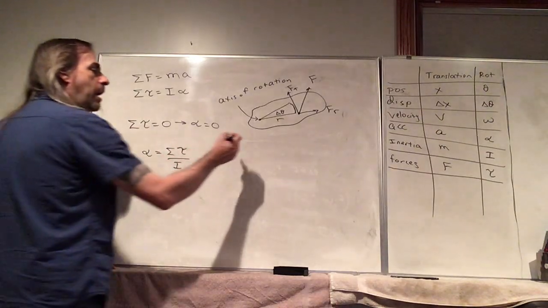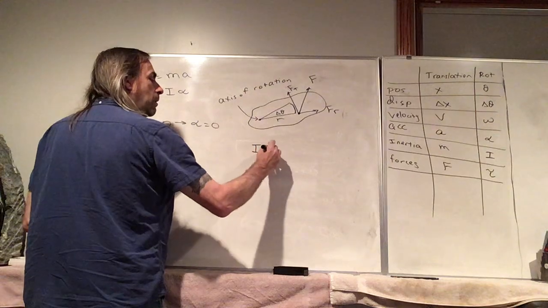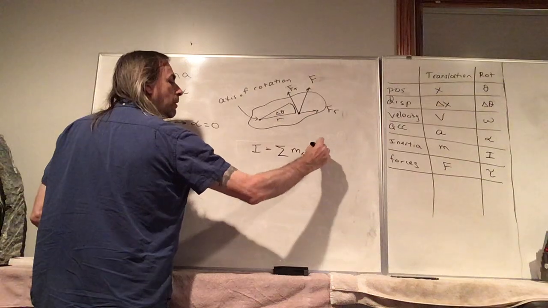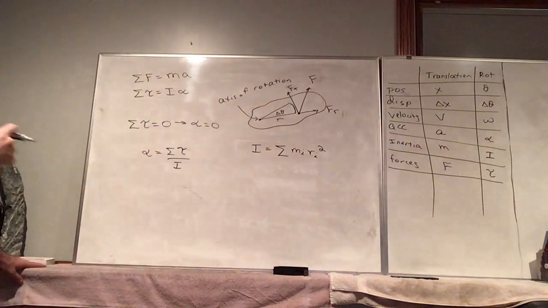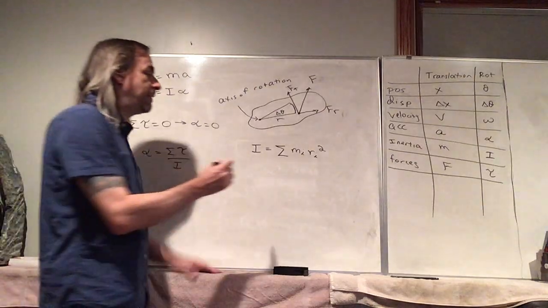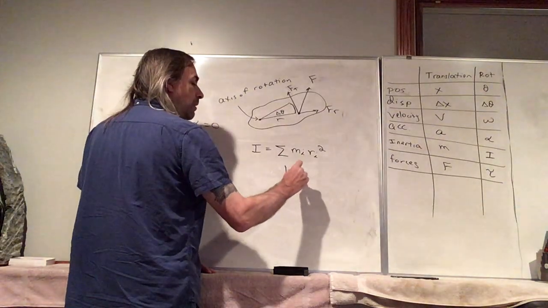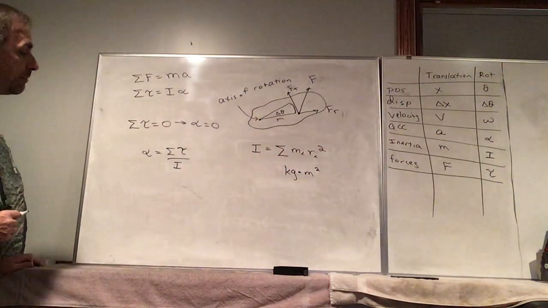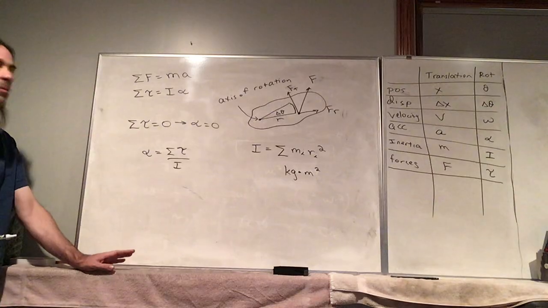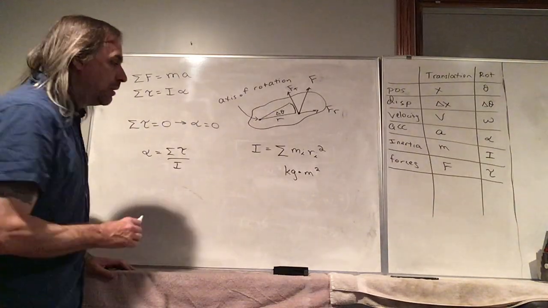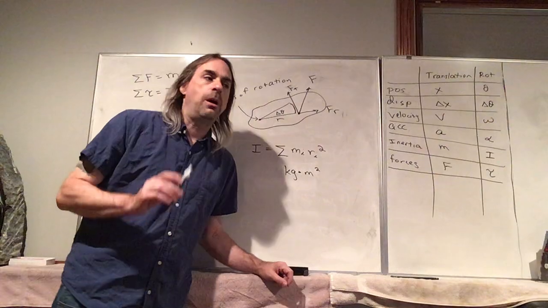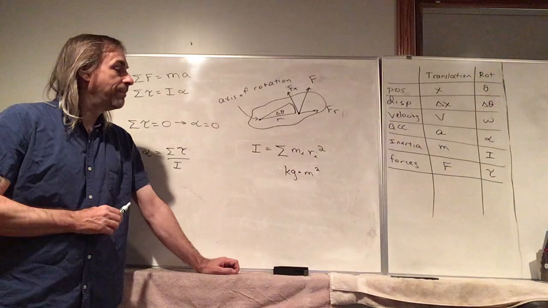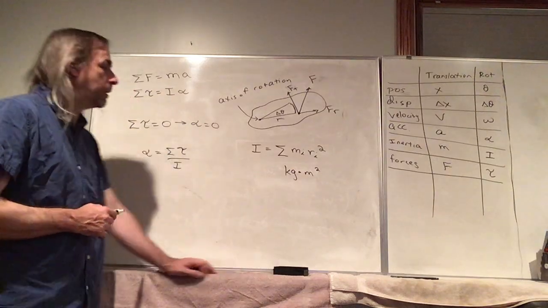Should point out that we can write I as a formula. We break it up into pieces and just add up all the pieces. And we can see that the units are going to be, the basic SI units anyways, kilogram meters squared. So those are the units for moment of inertia. And again, it's something that we typically look up. There's one example, though, where we can find the moment of inertia precisely. And that is if we have a point particle.